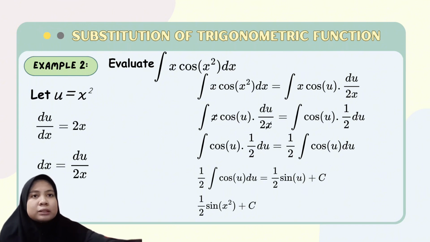So, 1 over 2 integral cos u du equal to 1 over 2 sin u plus c. So, we need to substitute back u equal to x squared, and we will get the final answer: 1 over 2 sin x squared plus c.